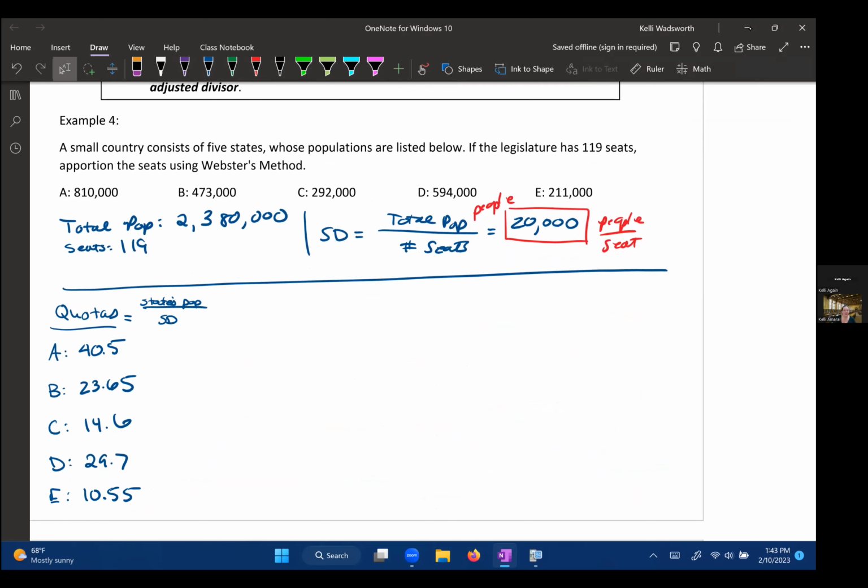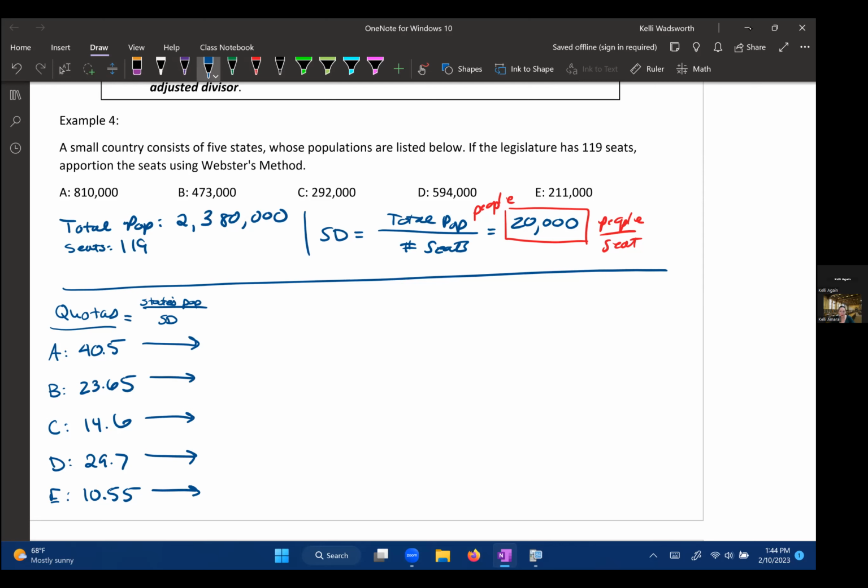Okay, that's why I like to call it the standard quota. Then we're going to get the rounded quota. Then we might get another rounded quota for a modified divisor if we don't have the right total. So let's just round them all. Now here we're rounding conventionally, right? We're not just dropping the decimal parts, because when you just drop the decimal parts, you're in essence just rounding them all down to the nearest whole number. Webster's method says round them conventionally, right?